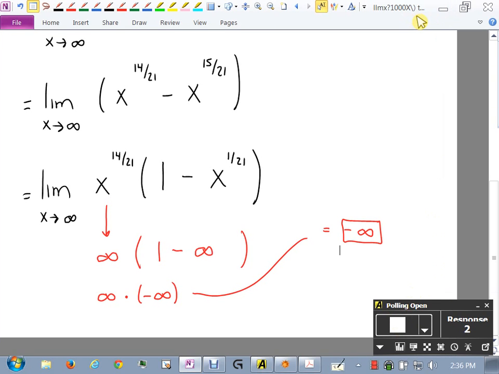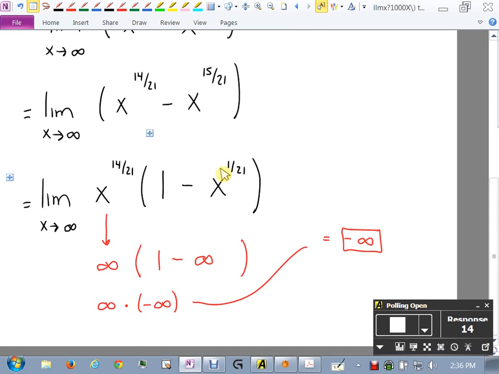Yes or no on that? How'd I recognize which part? Oh. From here to here?